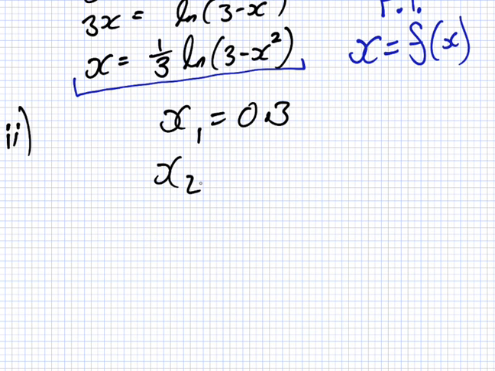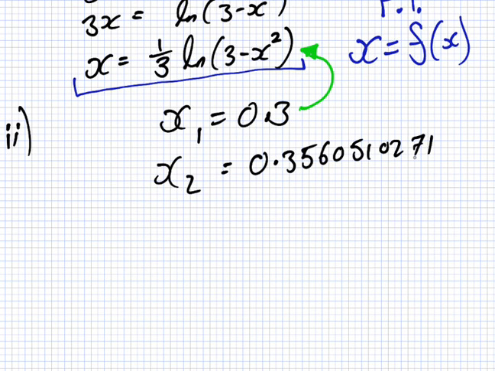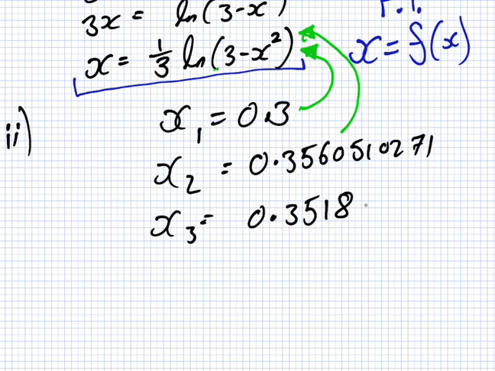So when I put x equals 0.3 into this here, on my calculator, 1/3 log of 3 minus 0.3 squared, I'll get 0.356051071. I'm just writing all the numbers down. Now I put it in again, and I get 0.3518120067.